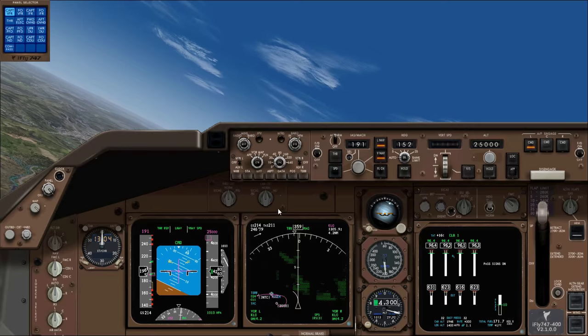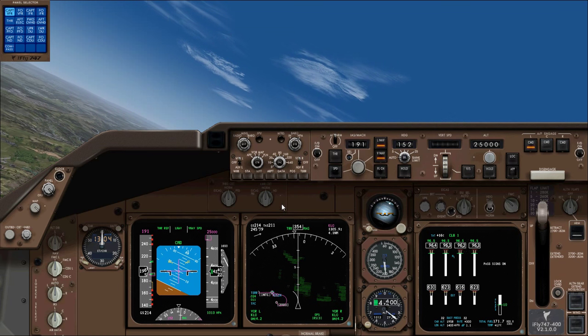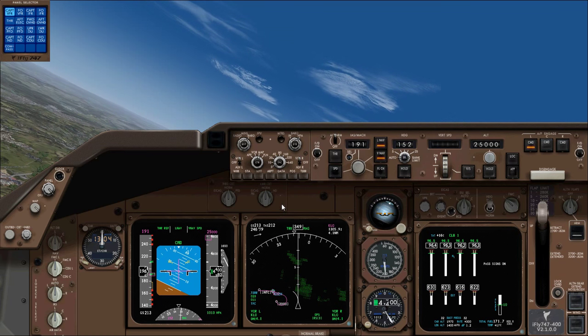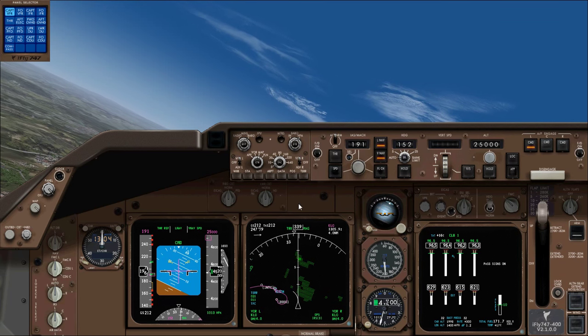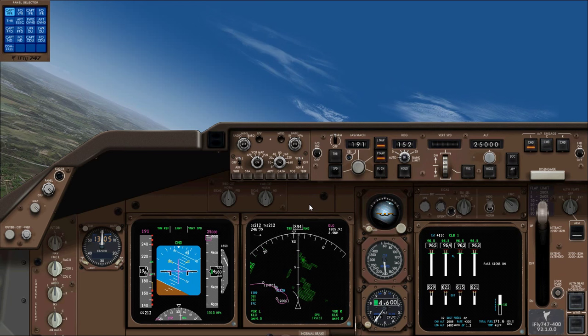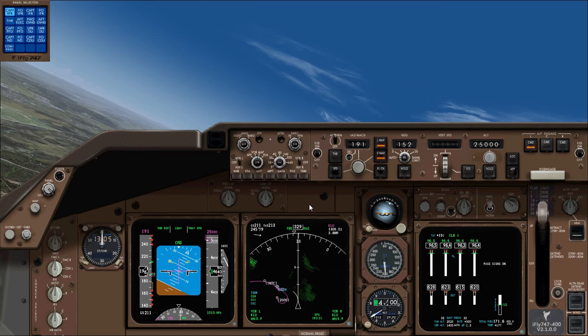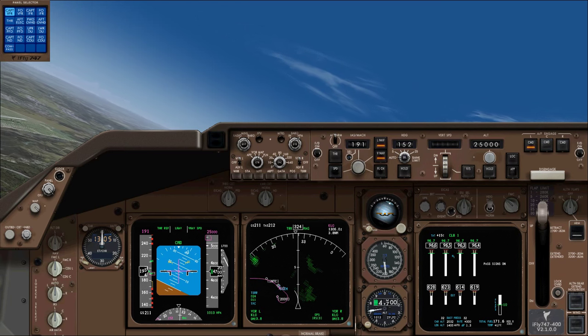Have a look at the cabin altitude and the rate indicator at the moment. You will see now the aircraft is starting to pressurize, and now the cabin altitude is rising, the rate of the cabin altitude is increasing, and the delta pressure is increasing at the same time. Anyway, turning, as you can see, going nicely.